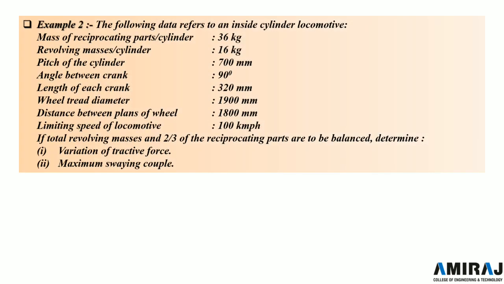Now I will take the second example. You can see in the second example there is data given. The following data refers to an inside cylinder locomotive. Here there is one inside cylinder locomotive where the mass of reciprocating part m is equal to 36 kg. Then the revolving mass, suppose we take it as m1, that is 16 kg. Then the total mass will be equal to m1 plus 2/3 of the mass.